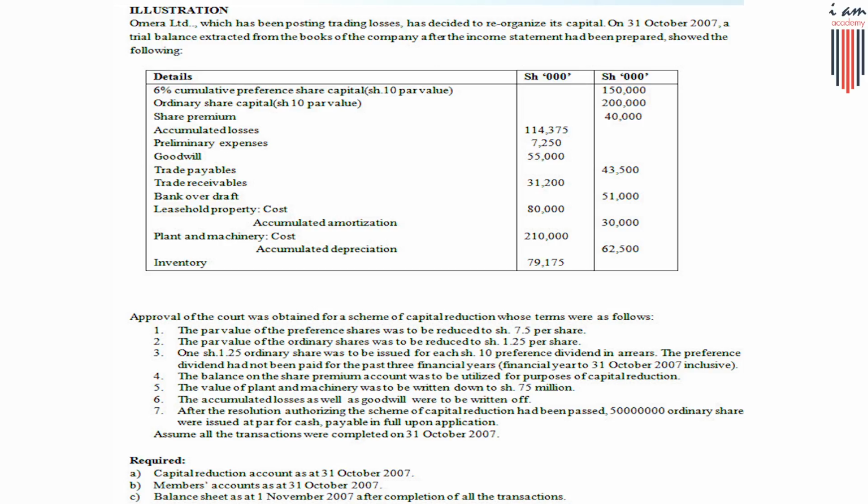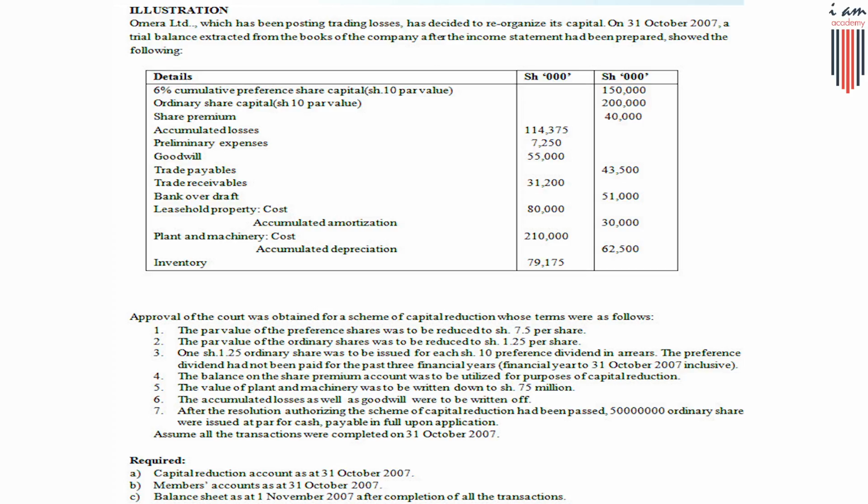We have the accumulated losses, which total 140,375,000. We have the preliminary expenses, that is 7,250,000. We have the goodwill, that is 55 million. We have the trade payables, which is 43,500,000. We have the trade receivables, friends, 31,200,000. There is a bank overdraft, which is a total of 51 million.